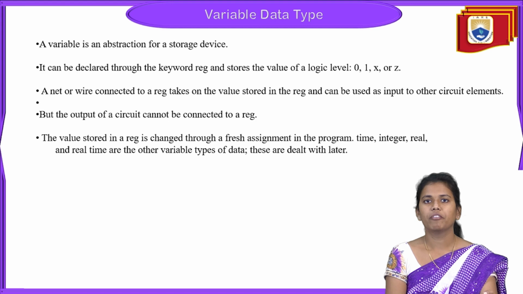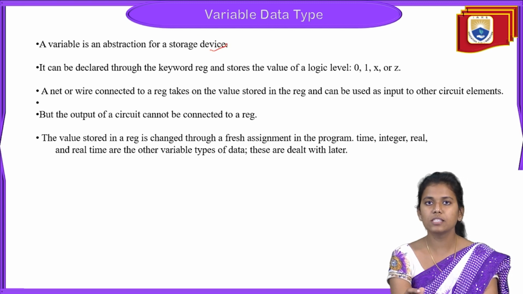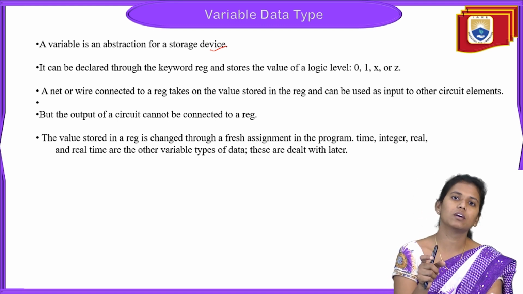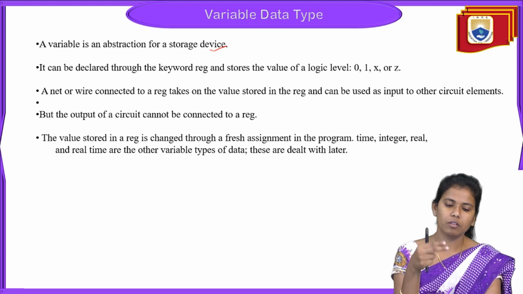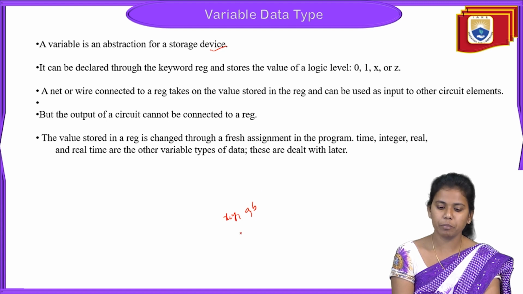And coming to variable data type. What does this variable data type mean? A variable is an abstraction for a storage device. We use variables, see, in order to write a program also, we represent the variables, right? We represent x, y, a, b. These are the variables that we represent. So these are the abstraction, the abstraction for storage devices.